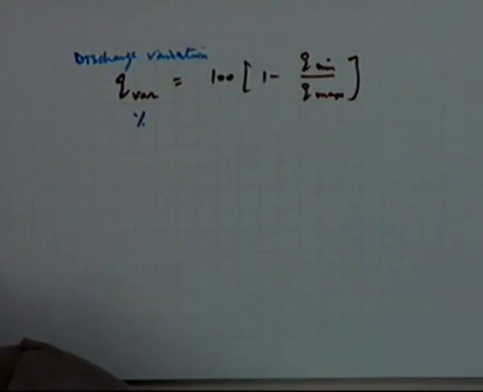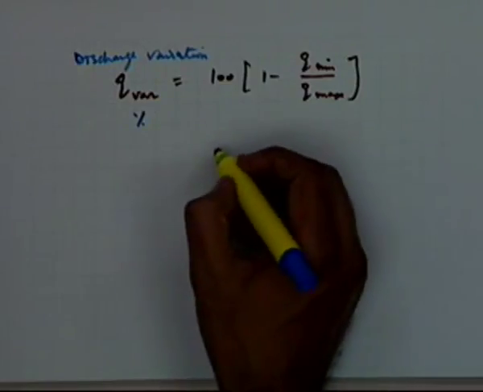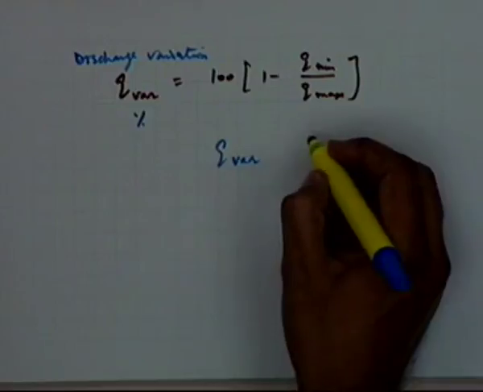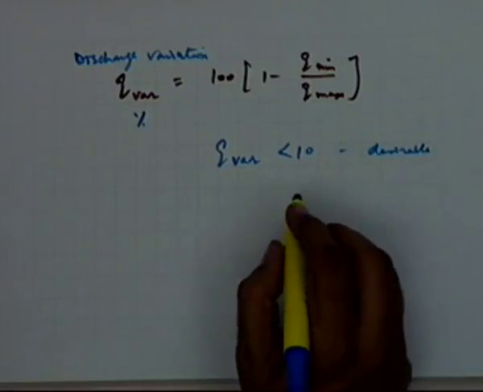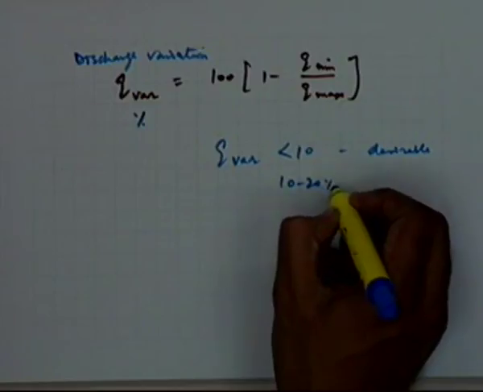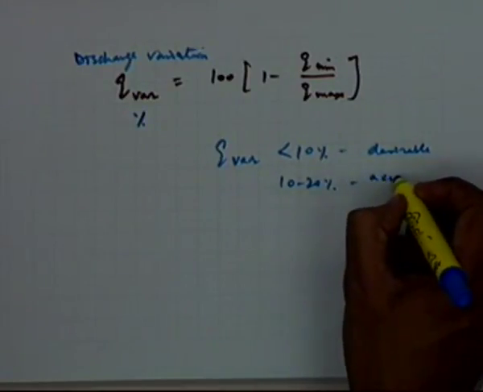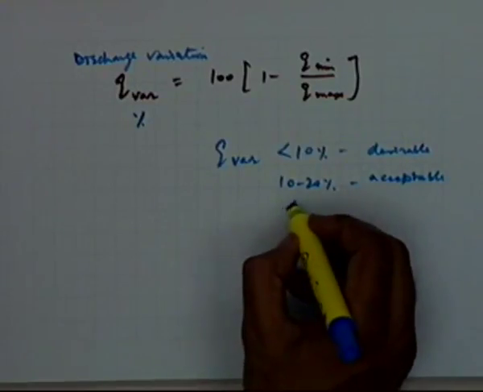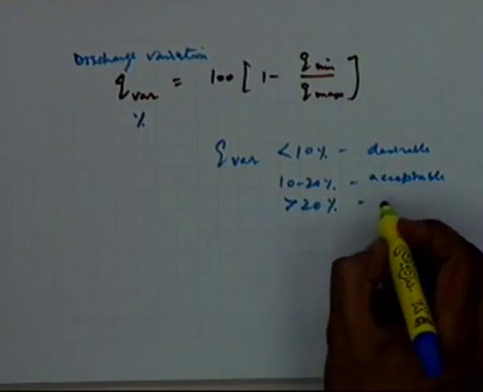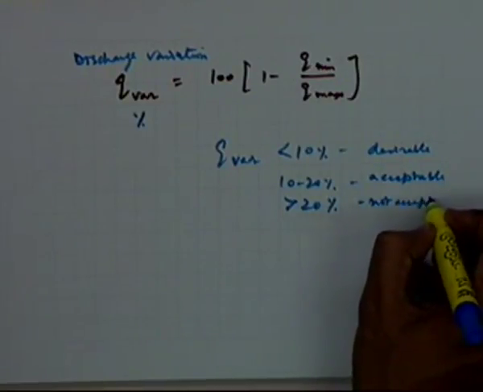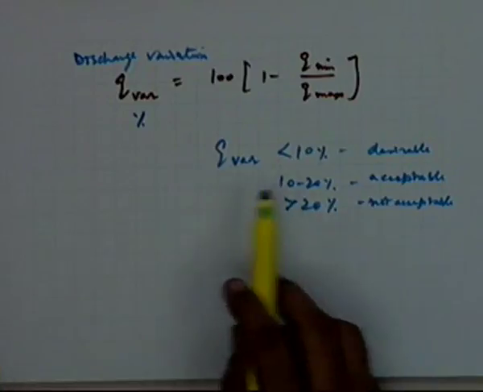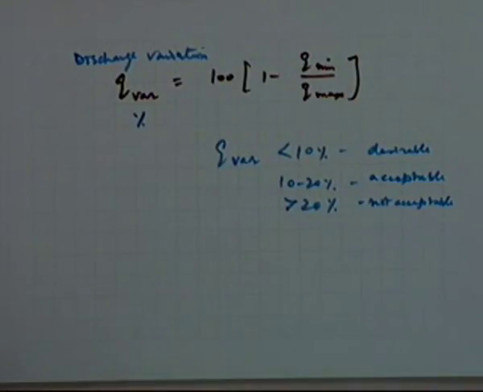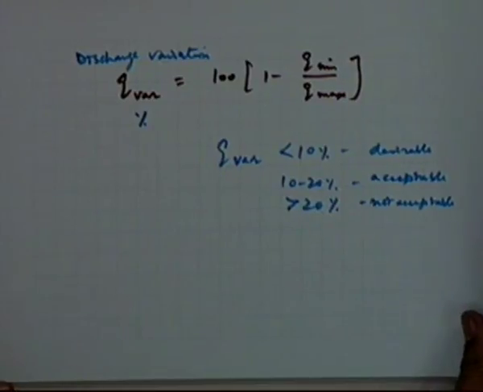The general criteria is that if your discharge variation is less than 10%, it is desirable. 10 to 20% is acceptable, but anything greater than 20% is not acceptable. So in terms of discharge variation, this is the range which is the general criteria used.